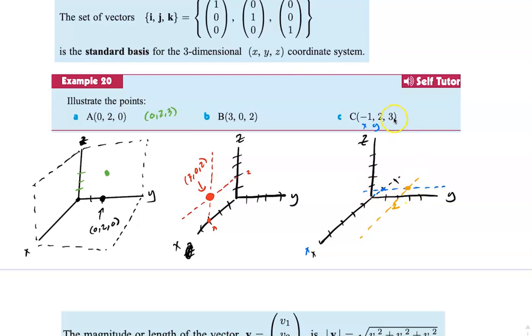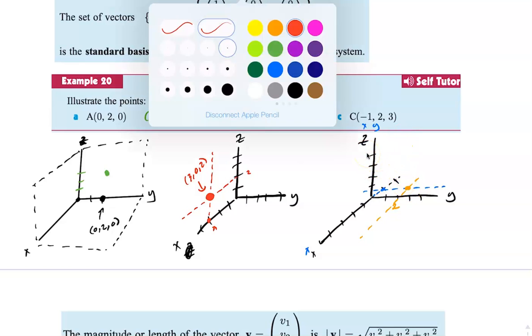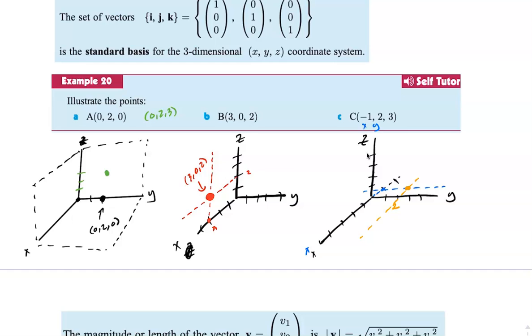Okay, now I've got to do the z. So I'm right here. The trick to doing z is start at that point. From that point, we're going to draw a line parallel to z. Right, that's the thing that's parallel to z-ish. And I want to go to 3 on my z.